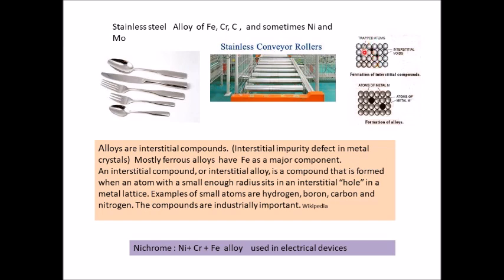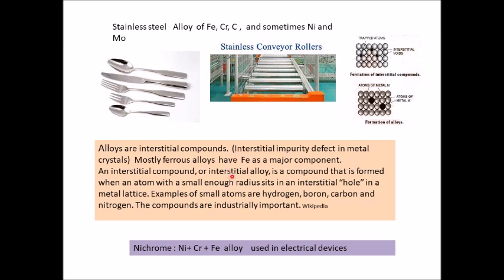So, when these atoms get trapped in the holes in between the main atoms of the metal, then we call them interstitial alloys. Now, these interstitial alloys have a large effect on the properties of the main metal. They are very useful in making, say, you can see here these cutlery. Then here steel is also used in making conveyor rollers.